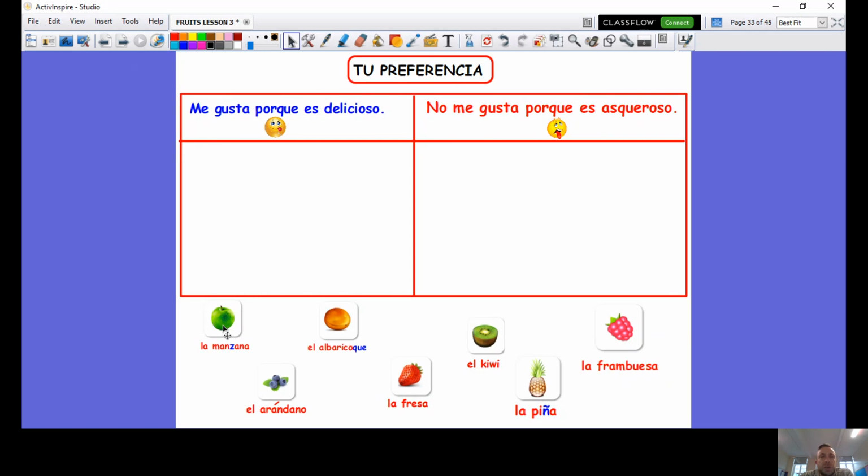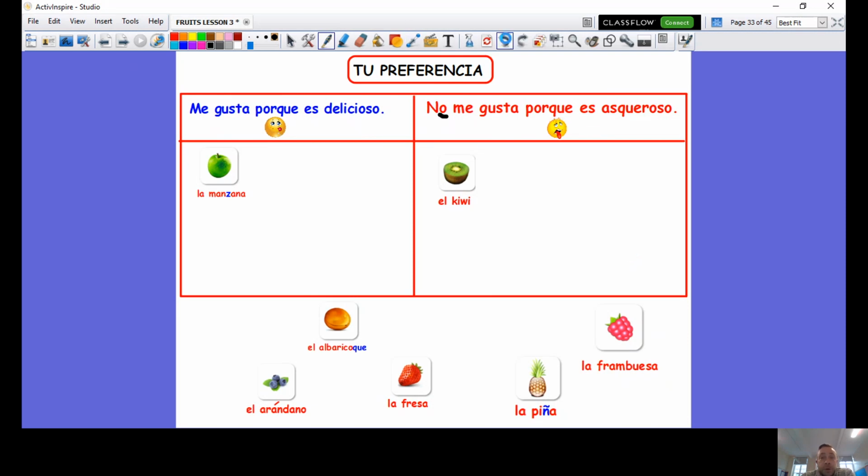Let's say you do like apples because they're delicious. You draw your apple in this box and you write under the apple la manzana. Because then I'll know that you like apples because they are delicious. Let's imagine you don't like kiwis because you think they're disgusting. Well, you take your kiwi, you draw your kiwi, and under the drawing you write el kiwi. When I see your work, I'll know you don't like kiwis because you think they're disgusting.